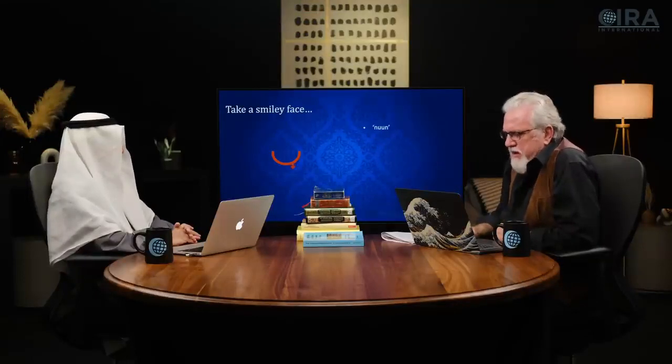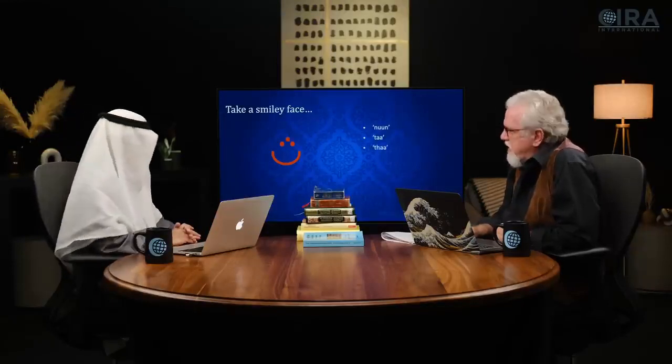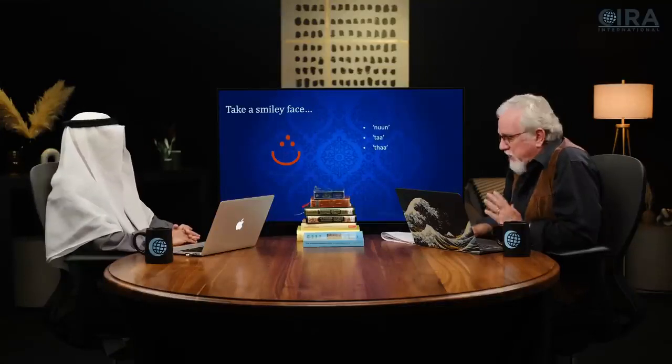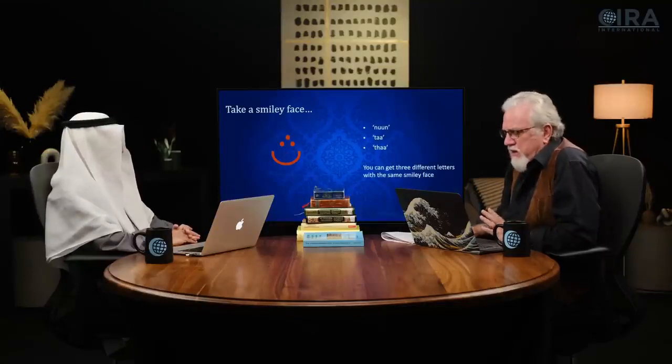When you put one dot above it, what happens? This is noon, like the N sound that we have in English. When you put 2 dots above it, Ta, like the T sound in English. When you put 3 dots above it, Tha, like the TH sound. So those are those 3. Yes, you can get 3 different letters from just one shape.